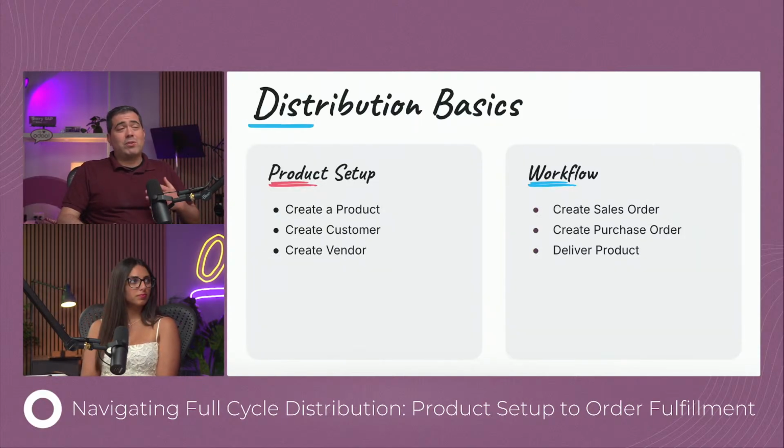And so now for today, what we're going to go over is a product setup. So we're going to create a product, customer, and vendor on the product setup side, and then do the workflow. We're going to create a sales order. We're going to create a purchase order to supply our warehouse with that item, and then we're actually going to deliver the product to the customer. Okay, great. That's like my exact workflow. So that'll be really nice to see.